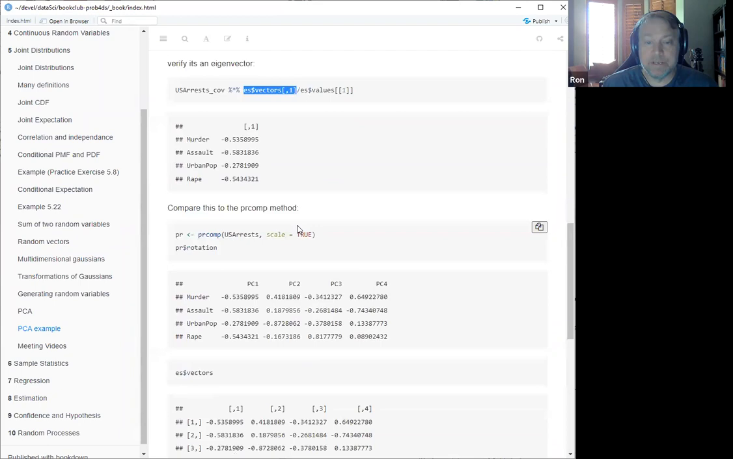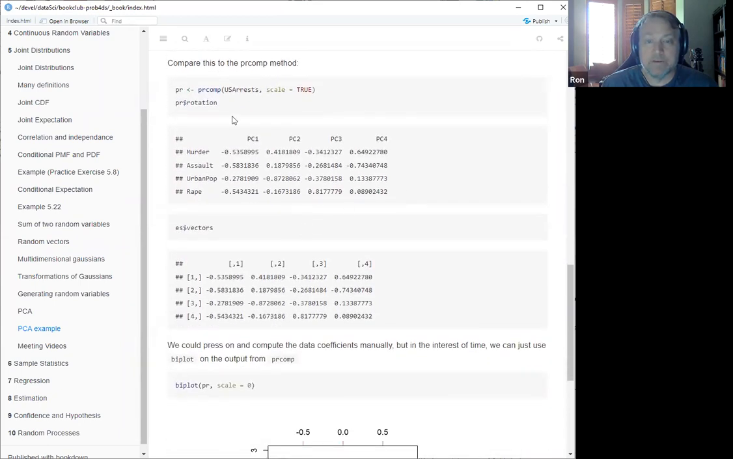And just for comparison, here I use the R function prcomp with scale equals TRUE, so it does the same kind of normalization, the same type of standardization that I did. What prcomp calls the loading factors, it calls the rotations. And here they are, principal components 1, 2, 3, and 4. And hey, look, they're exactly the same as the eigenvectors. So that's reassuring.